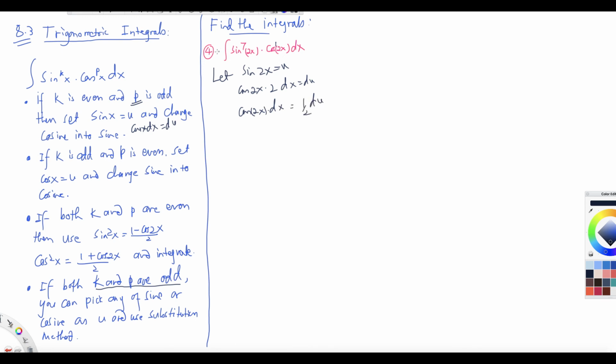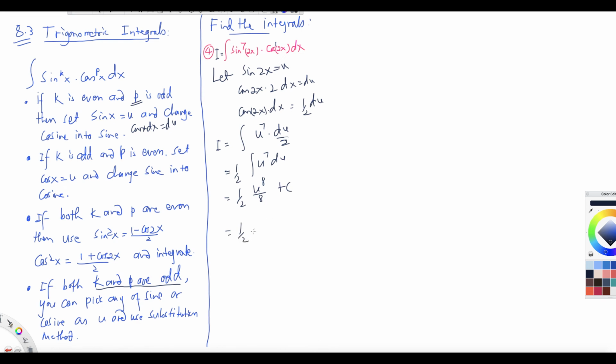Let's suppose that is integral I. Then I equals the integral of u to the 7 times du over 2. Look at how easy that becomes. How did I get that? I said sine 2x equals u, so it will be u to the 7, and we got that cosine 2x dx will be just du over 2. Now let me pull that 1/2 out, and then you have u to the 7 du. What is the integral of u to the 7? It is 1/2 times u to the 8 over 8, right? Plus c. What is u though?